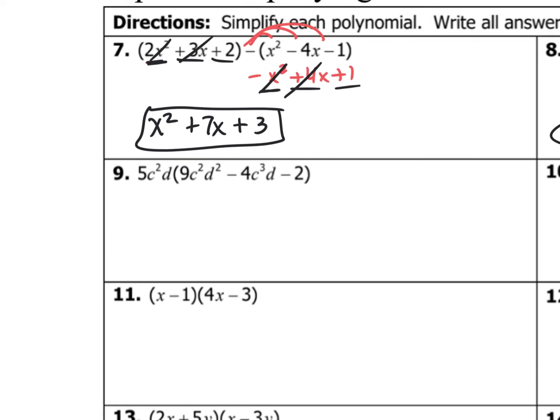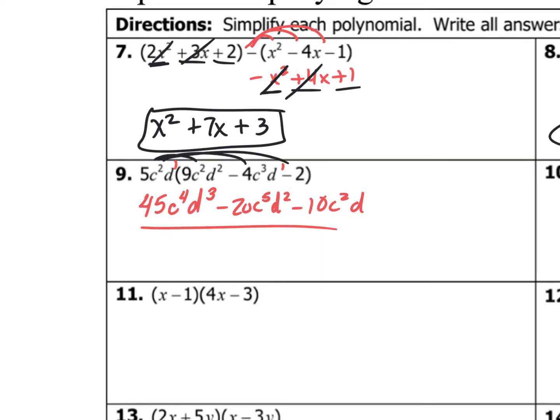Number 9, multiplying a monomial by a trinomial. Here we go. 5 times 9 is 45. C to the second times c to the second, c to the fourth. D to the first times d to the second is d to the third. Minus 5 times 4 is 20. C to the fifth, d to the second. Minus 10, c squared d. And we can't combine anything. All the variables have different exponents. So all we can do is leave it like that in simplest form.